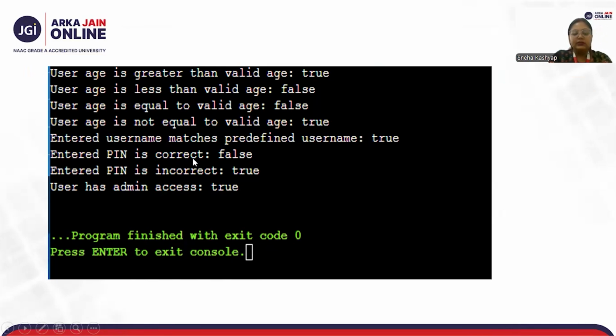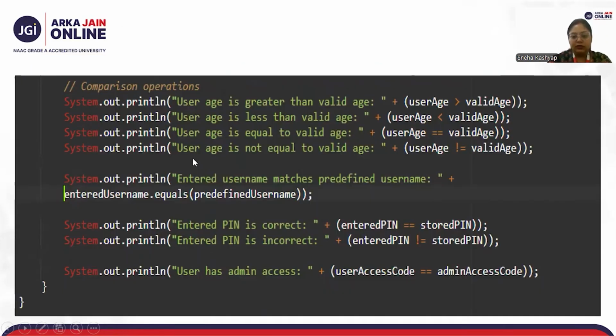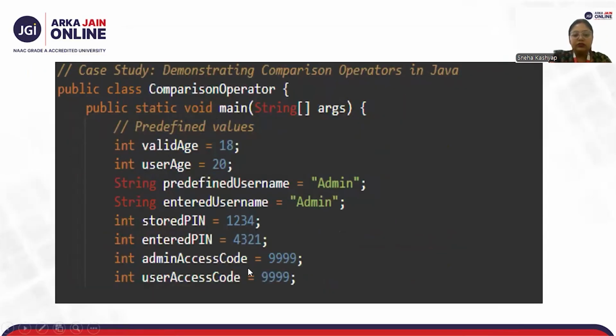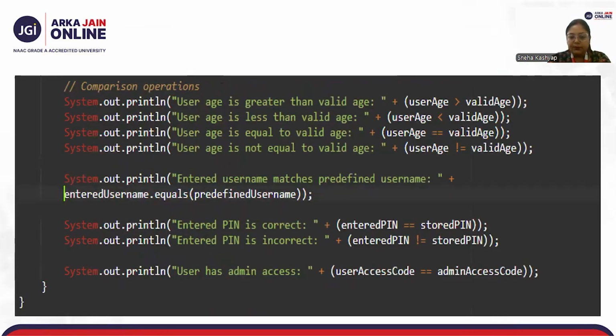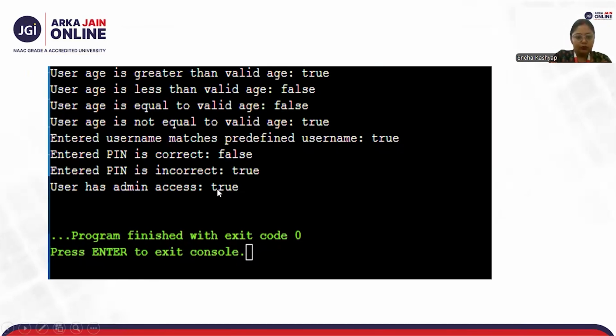Next was entered pin is correct. Entered pin was not correct because entered pin was 4321 but the stored pin was 1234. The last one was admin access code. Admin access code is equal to user access code. Yes, it was equal, so the condition will print true. So this is how any comparison operator will give the output in terms of Boolean, that is true and false.